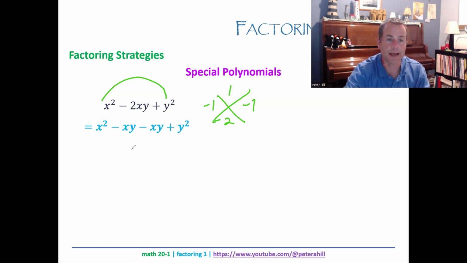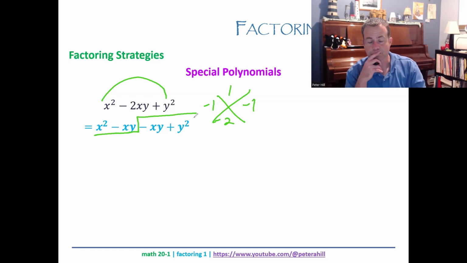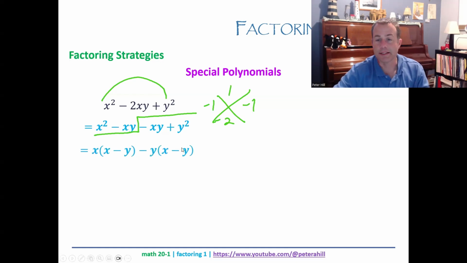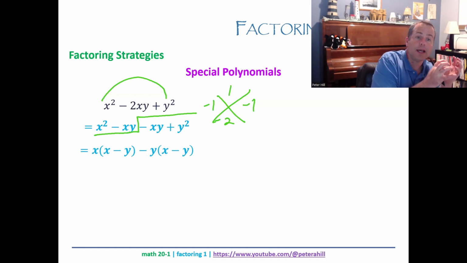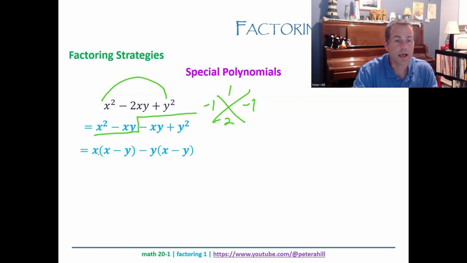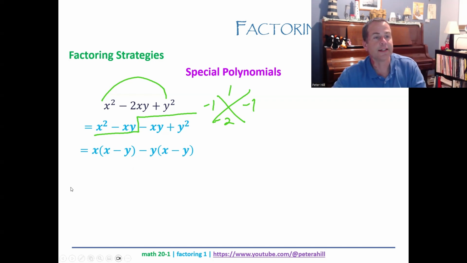So I'm looking at x squared minus xy. I can take out an x and I'd be left with x minus y. On the back two, I can take out a -y and I'd be left with x minus y. So now I can see the x minus y is common to both. It's a greatest common factor on both of these terms. I can pull the x minus y out and I'd be left with x minus y. So I end up with x minus y times x minus y.